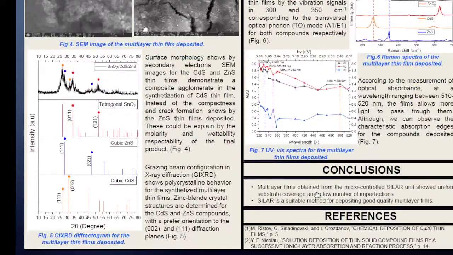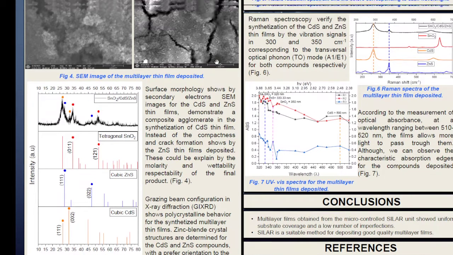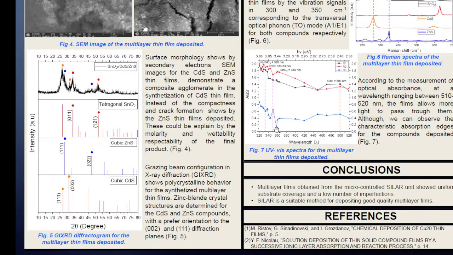As a conclusion, we obtained multi-layer films with the microcontroller SILAR that show uniform substrate coverage and a low number of imperfections. The big imperfection we have is the crack formation. SILAR is a suitable method for depositing good quality multi-layer films, and first of all we are waiting to resolve the problem of the crack formation, and later we're going to measure the electrical properties of these multi-layer films.